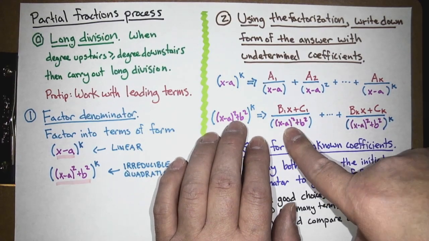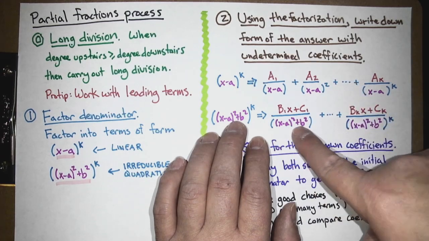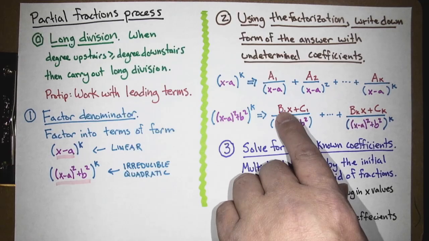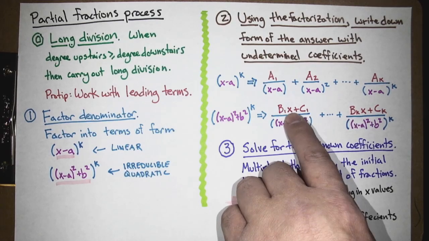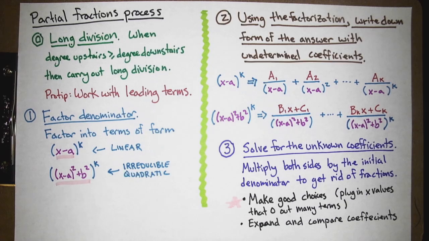Because this is quadratic downstairs, and I'm not looking at this part, I'm looking at what's on the inside, I have to have the upstairs be a little bit different. So now, instead of just a constant, it's a constant times x plus a constant. So for everything in the factorization of your denominator, don't bother factoring the numerator. That's useless, it won't get you anything. It's just the denominator. Figure out the right form.